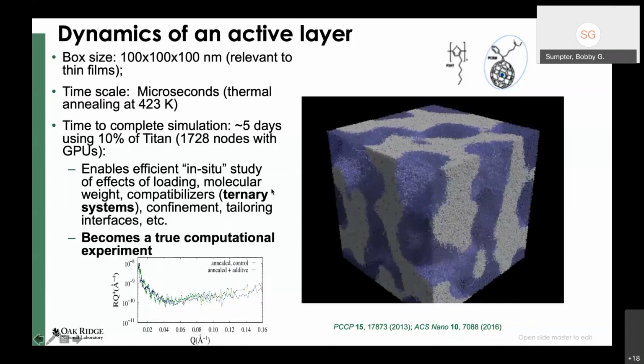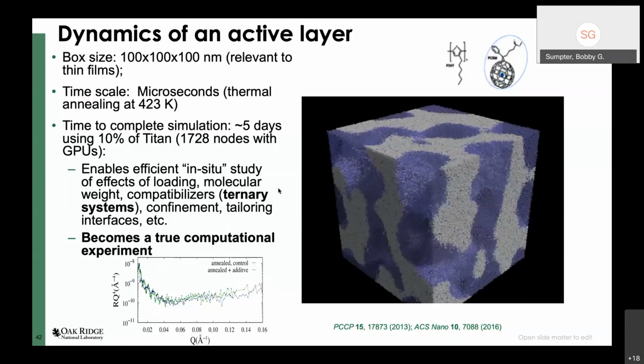So, well, let's change the loading ratio. This was 1 to 1. Let's change it to 1 to 2. Let's change the length of this polymer. This was a certain molecular weight. We'll change it to a different molecular weight. We'll find the best possible structure that generates the highest efficiency. And then we can go into the laboratory and actually do the experiment.